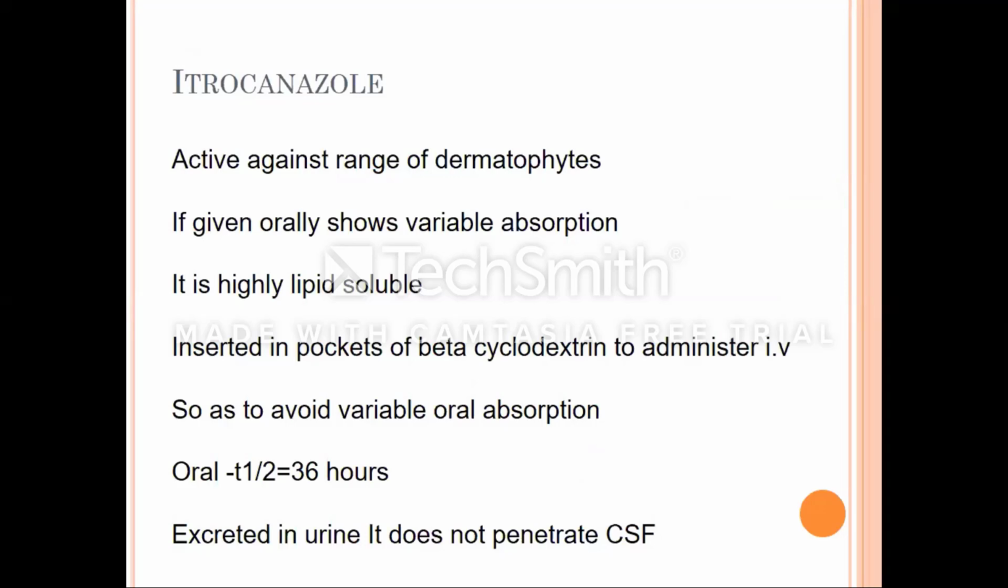If it is given orally, it shows variable concentration, but it is highly lipid soluble, and therefore sometimes it is inserted into the pockets of beta cyclodextrin to administer it by intravenous route so as to avoid its variable oral absorption. So in an emergency situation where you have to give itraconazole, and if it is given orally and showing variable absorption, the only ultimate route which is left is intravenous. In such a situation, the drug is given inserted in the pockets of beta cyclodextrin so that there won't be variable absorption.